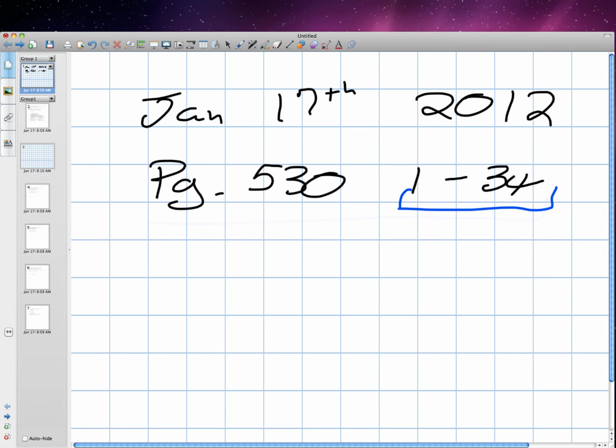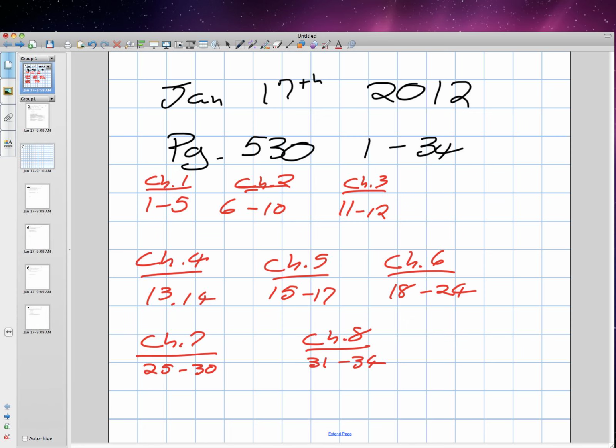They're split up. Chapter 1 is the first 5 questions. Let's pause this. So that's the breakdown. Chapter 1, questions 1 to 5; Chapter 2, 6 to 10; Chapter 3 is 11, 12; Chapter 4 is 13, 14; Chapter 5 is 15 to 17; Chapter 6 is 18 to 24; and then Chapter 7, 25 to 30; Chapter 8, 31 to 34.